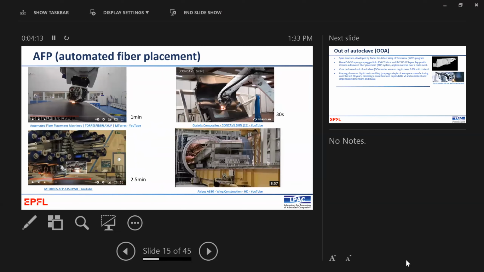Just gives you some ideas. In your own leisure, you can look at these videos, which just show you UD tape being placed onto a flat structure. Here it's being placed onto a curvilinear surface, which is more complicated. This is now possible with thermoset composites and thermoplastic composites. It shows you the complexity of the heads that they've developed.